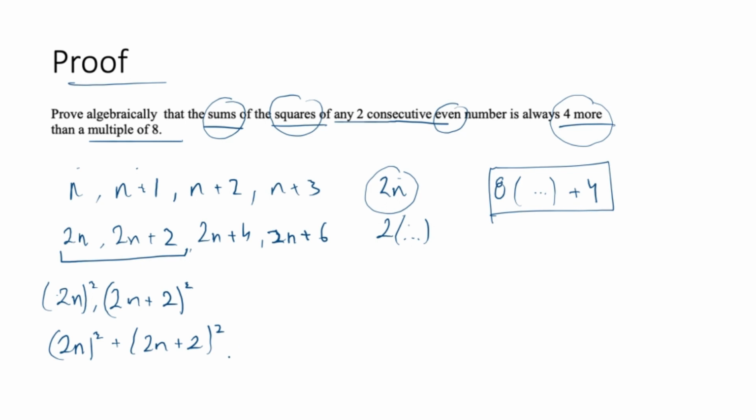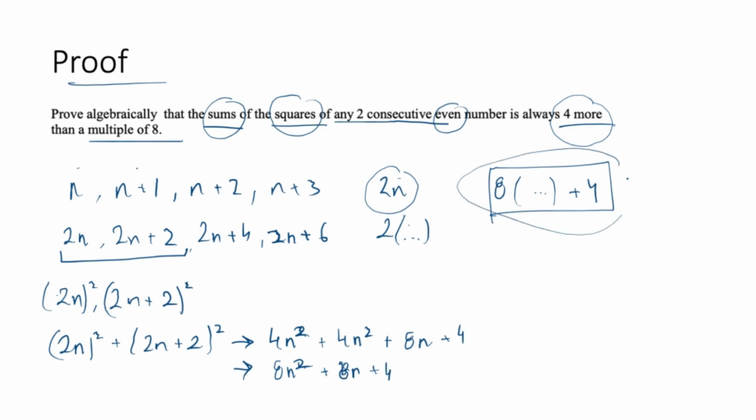So 2n squared plus 2n plus 2 all squared. This, if you expand, is equal to 4n squared plus 4n squared plus 8n plus 4. And then you simplify, collect the like terms. So 4n squared plus 4n squared is 8n squared plus 8n plus 4. So now the next step is to try and get this form.